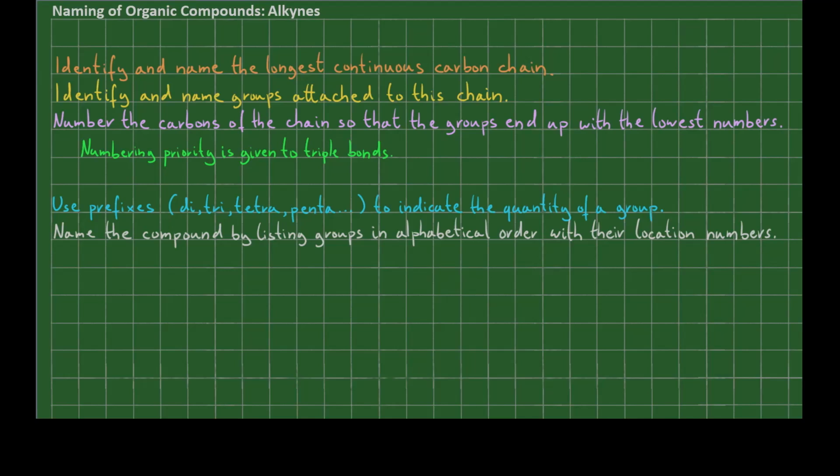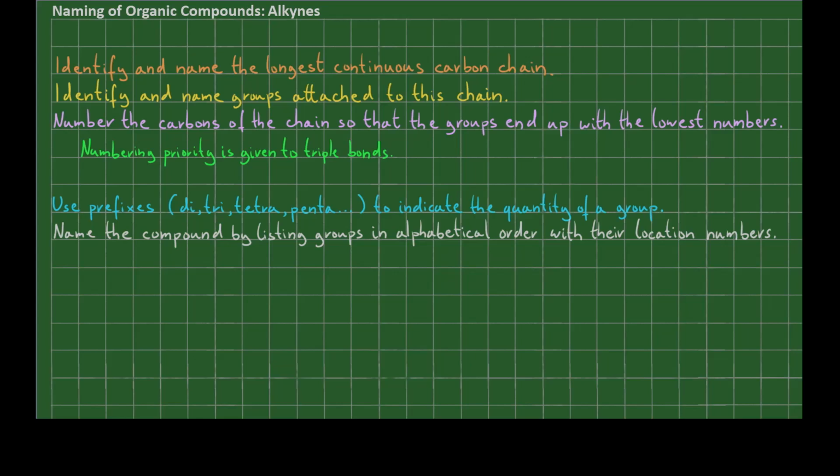Hello good people, I'm going to be talking about naming of organic compounds with a particular focus on alkynes. I will be using the same guidelines I have been using for alkanes and alkenes. But as you might suspect, there are going to be some more sub-rules.